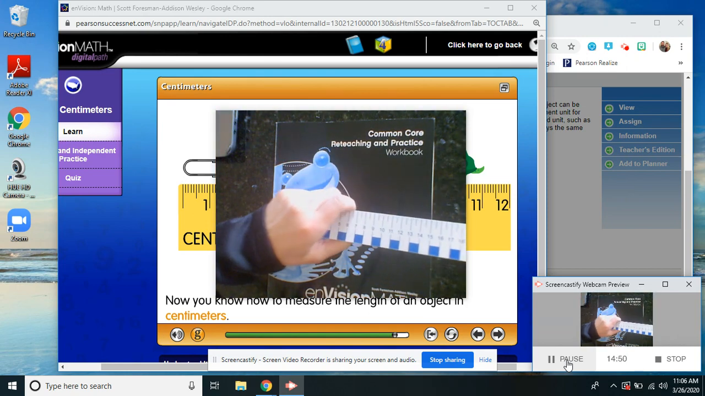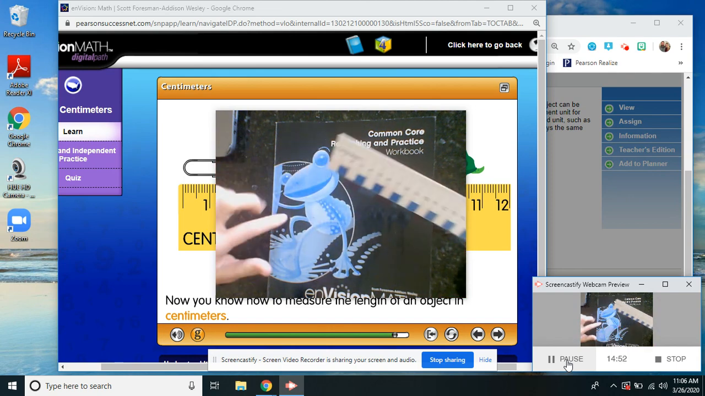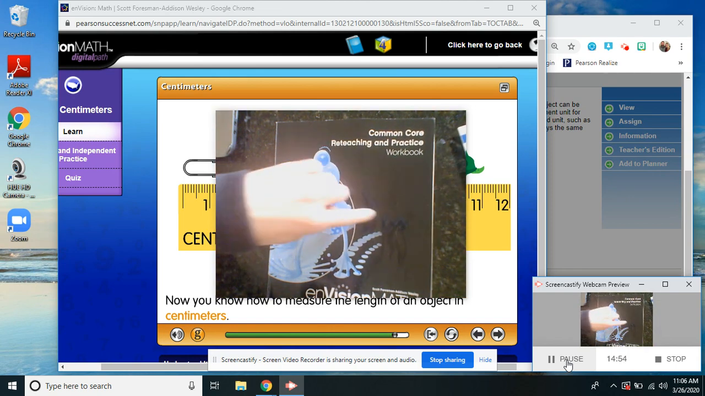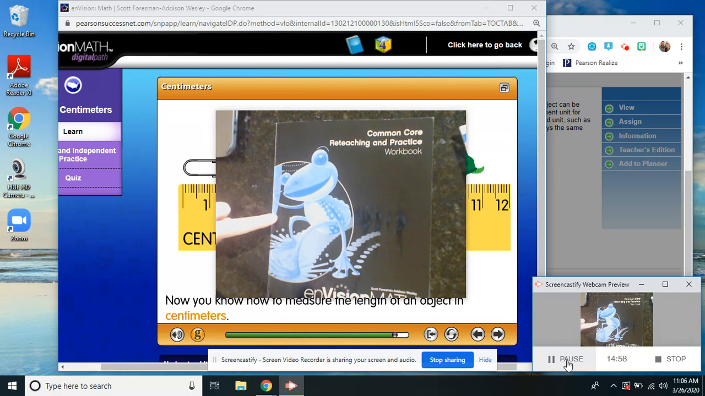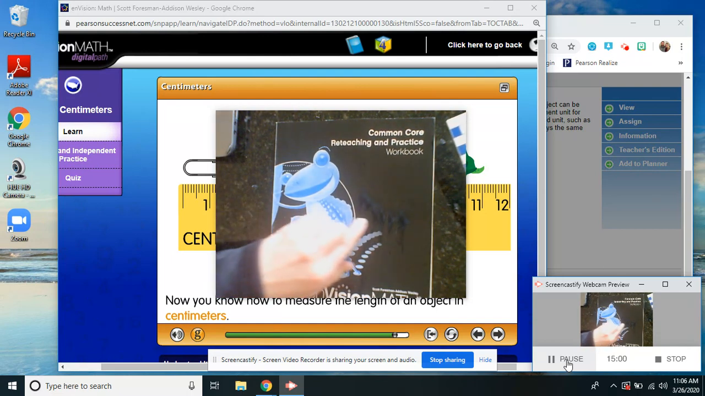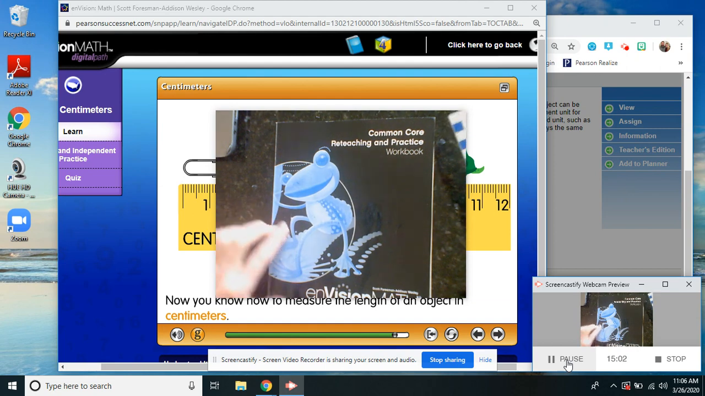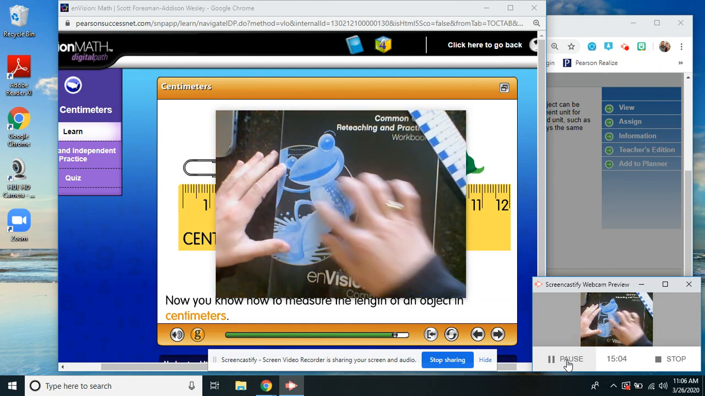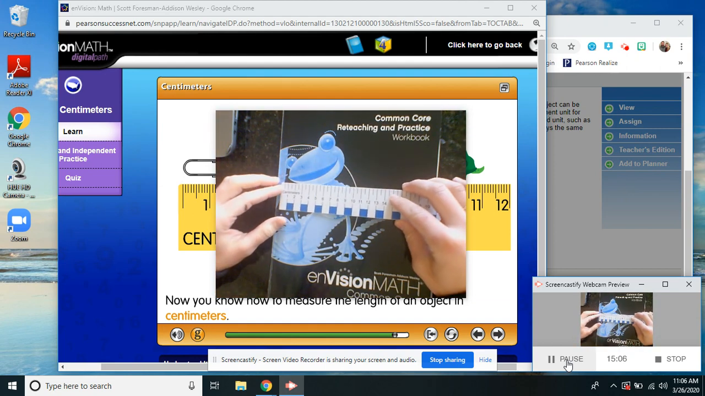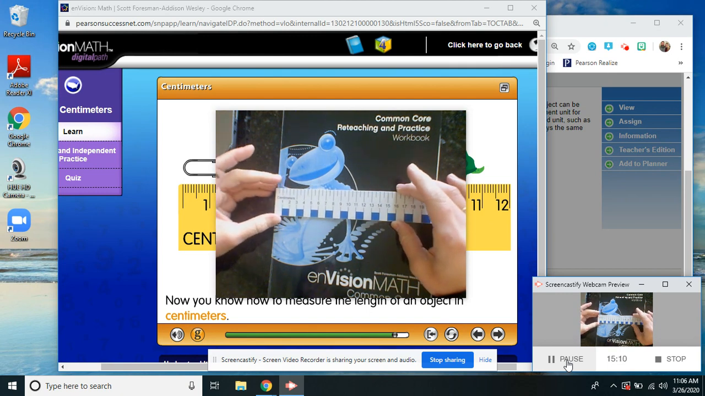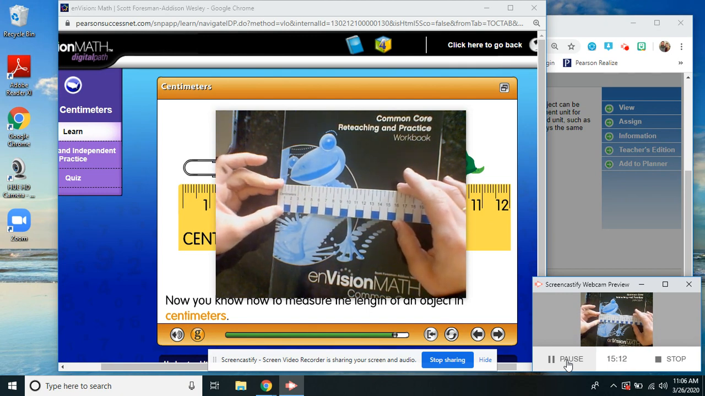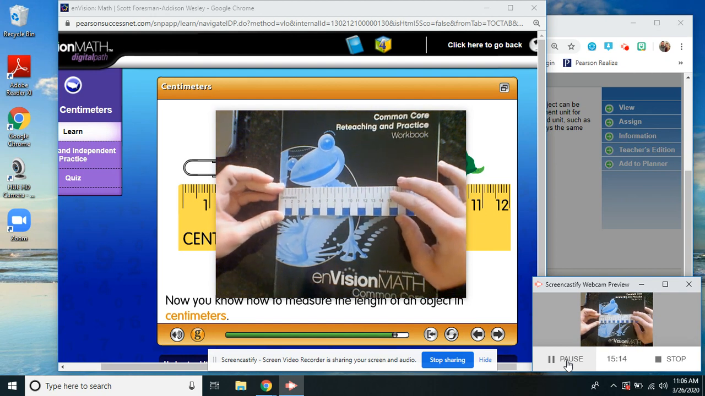I want you to measure the length of your workbook. So we're going to be measuring the length of the width. So measure the width of your book right now, please. And I want to see what you get for an answer. You can pause this video to do this.